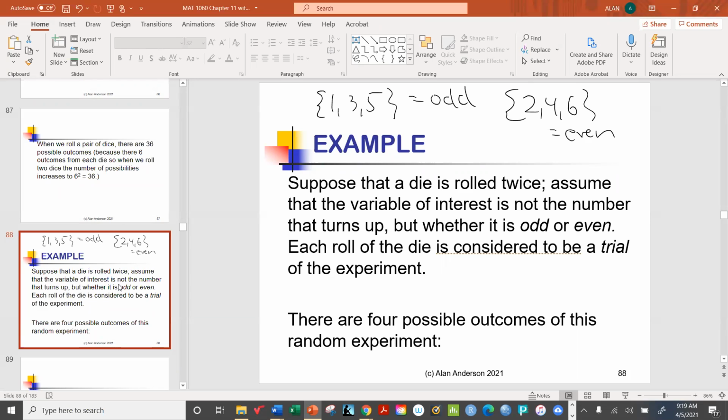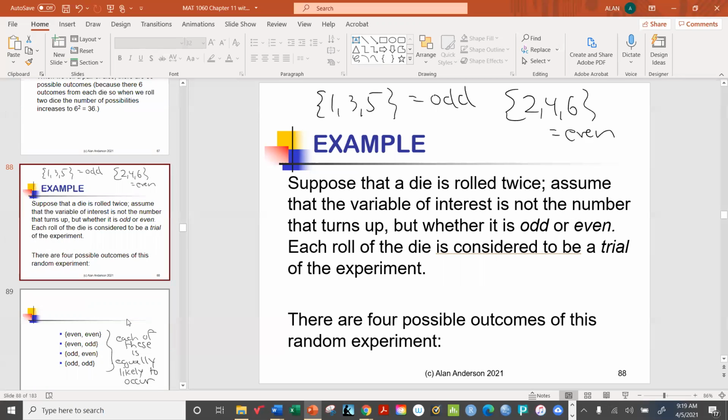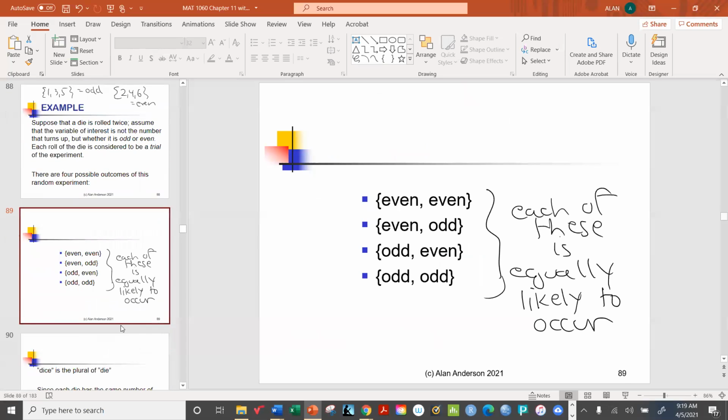Of course, if you get 1, 3, or 5, that's an odd. If you get a 2, 4, or 6, you get an even. So what can happen in this experiment? Instead of 36 possible outcomes, now we only have 4. And what are they? Well, you might get 2 consecutive evens. You might get an even followed by an odd. You might get an odd followed by an even, and you might get 2 consecutive odd numbers. And because each die has 3 even and 3 odd numbers, each of these is equally likely to occur. That's a key detail. So we've got 4 equally likely outcomes.